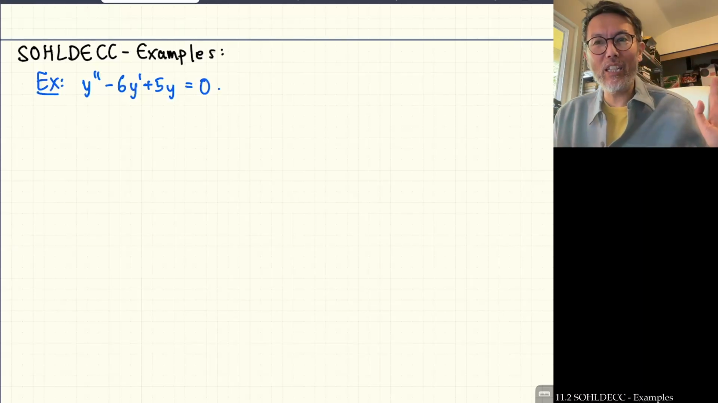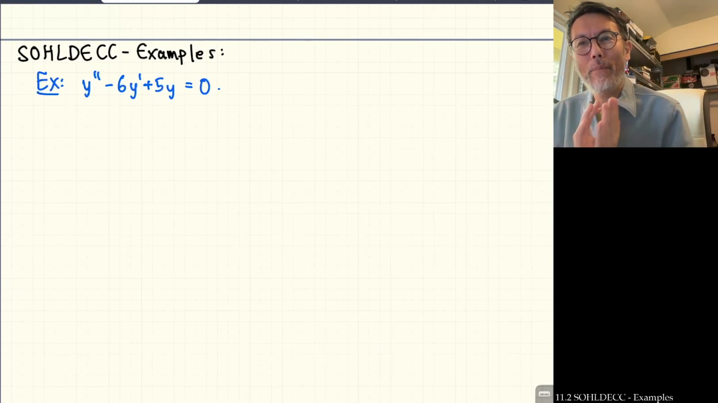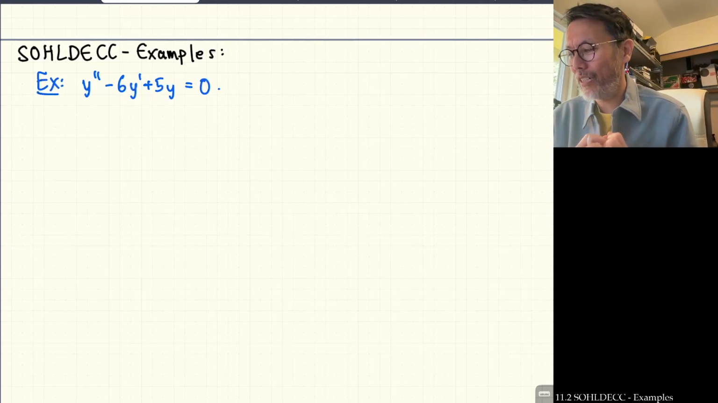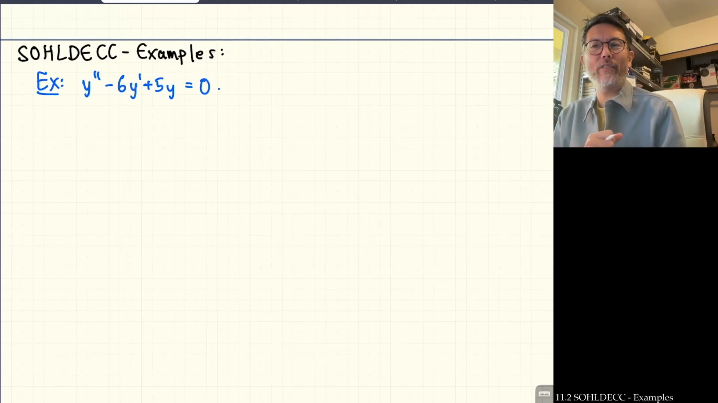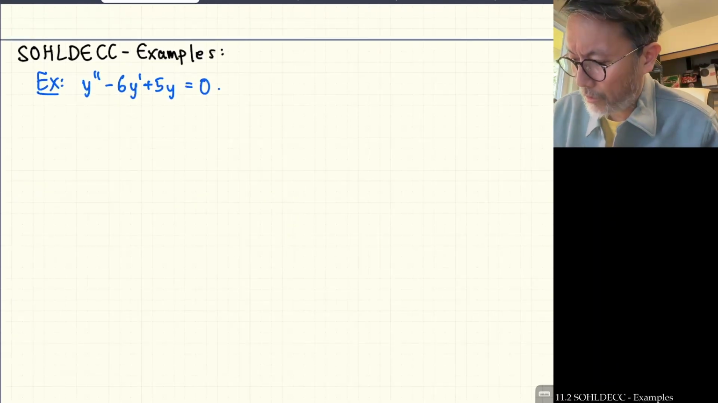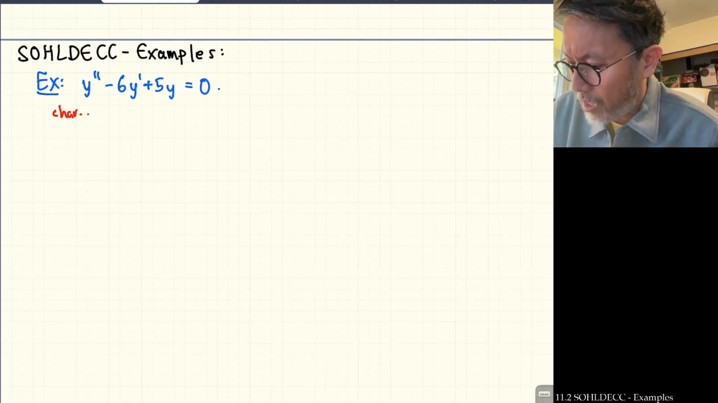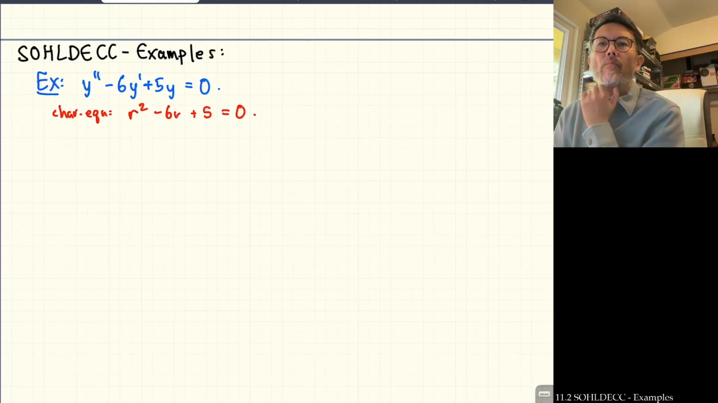I want to make it easy to factor, okay? So I want to make the characteristic polynomial easy to factor, okay? So this is my second order homogeneous linear differential equation with constant coefficients, okay, great. We can immediately write down the characteristic equation. And I'll just write char equation. This is going to be r squared minus 6r plus 5 equals 0, okay?